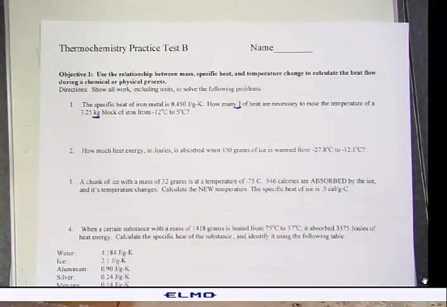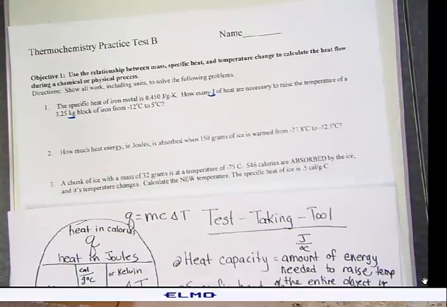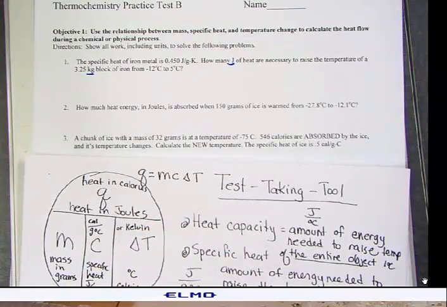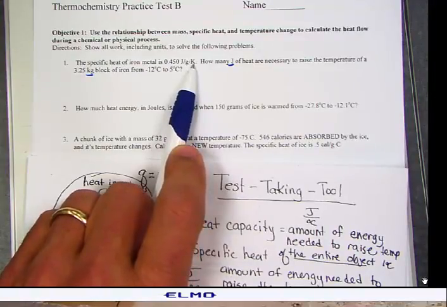The first one is a Q equals MC delta T type problem. So when I'm reading through there, the specific heat of iron metal is 0.450 joules over grams degree Kelvin. It's okay if it says Kelvin or Celsius here. We can treat them the same because the space between a degree Kelvin and a degree Celsius are the same.